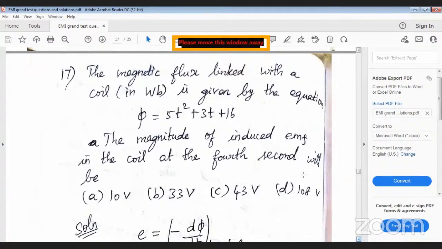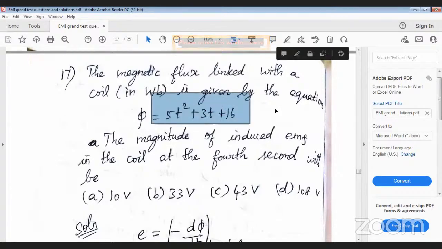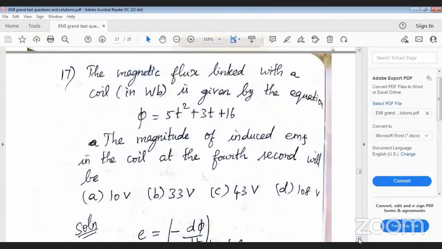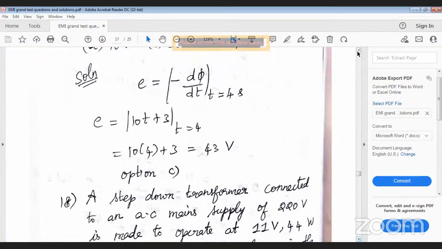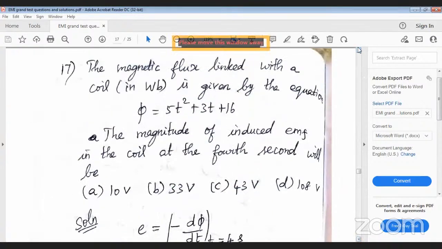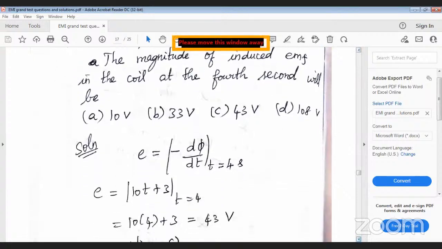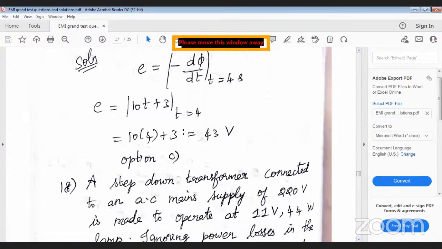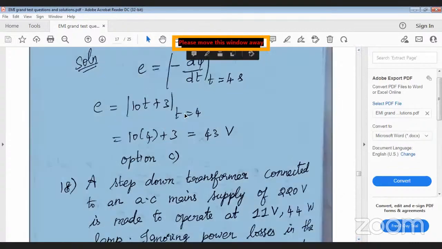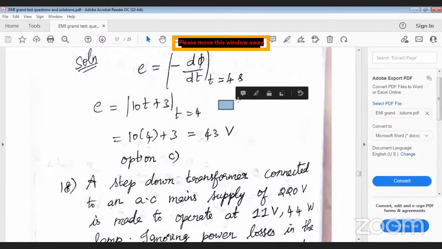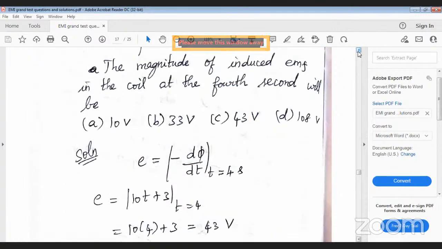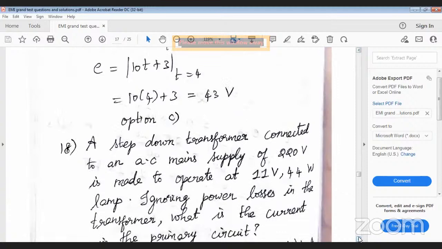So what you can do is you have to find E equal to minus d phi by dt. So here you have to differentiate this equation. After differentiating 5t squared plus 3t plus 16, you will be getting 10t plus 3. So at t equal to 4 seconds, substitute t equal to 4 here, and then 10 into 4 plus 3 will give you 43 volt. That is option C. Once again, very simple problem. Okay, option C, 43 volt.